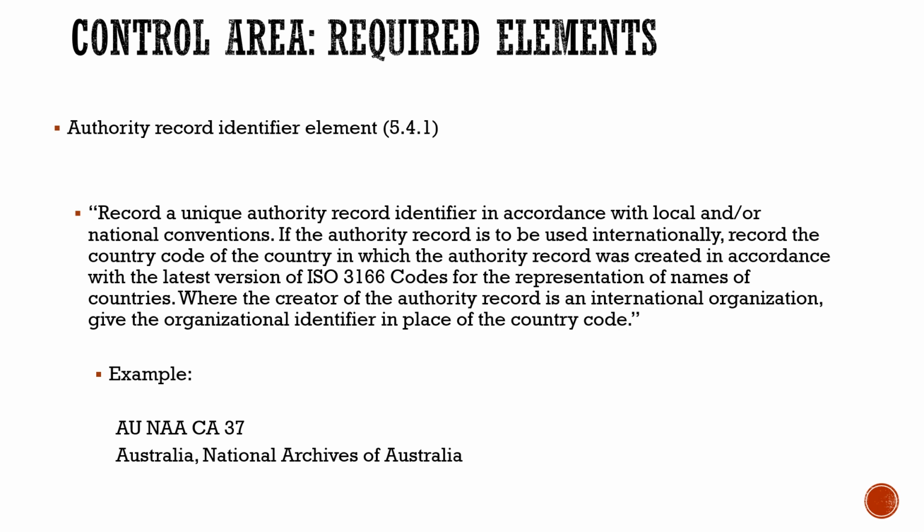The fourth obligatory element is Authority Record Identifier, found in the control area. The rule in ISAAR-CPF is: record a unique authority record identifier in accordance with local and/or national conventions. If the authority record is to be used internationally, record the country code of the country in which the authority record was created, in accordance with the latest version of ISO 3166, Codes for the Representation of Names of Countries. Where the creator of the authority record is an international organization, give the organizational identifier in place of the country code. And there is an example on the screen.